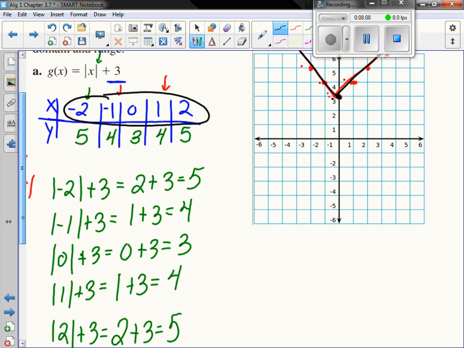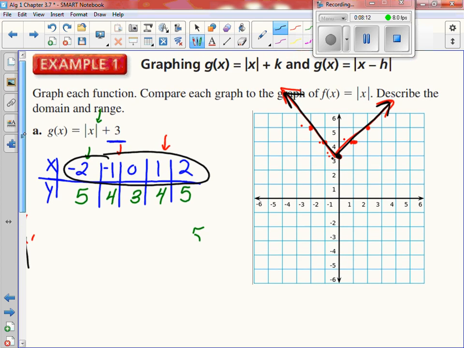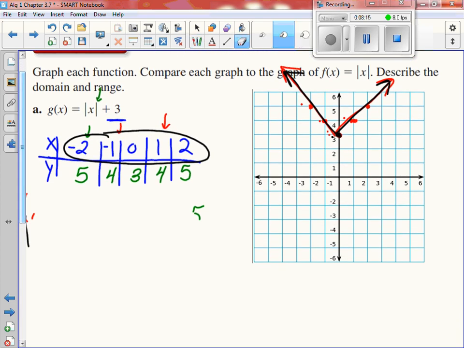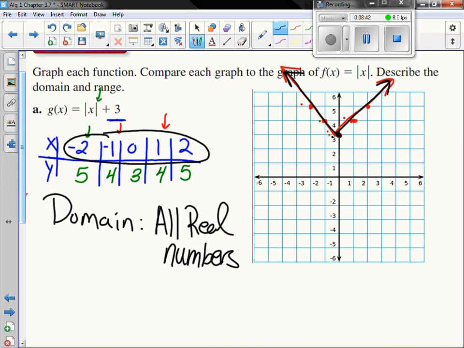Okay, now we're almost done with this one, because we still need to describe the domain and range. Now the domain for this function is going to be all real numbers. The domain for any absolute value function is always going to be all real numbers.